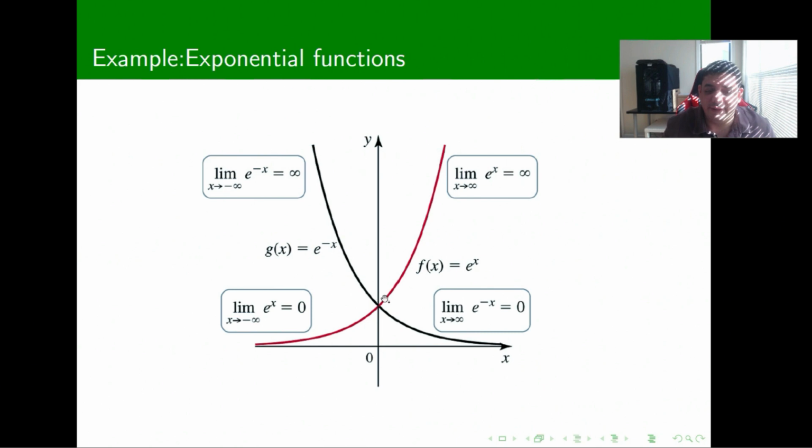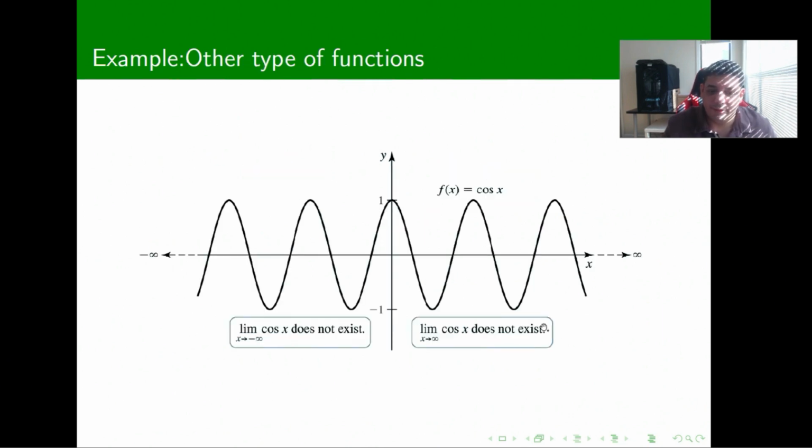Now, in terms of the graph, you can see what is happening with the exponentials. For example, this is the exponential here, and it clearly goes to infinity when x goes to infinity, and it goes to 0 when it goes to minus infinity. For e to the minus x, the opposite occurs. When we're going to minus infinity, it goes to infinity, and when we're going to infinity, it goes to 0. Okay? This is from the graphical point of view.